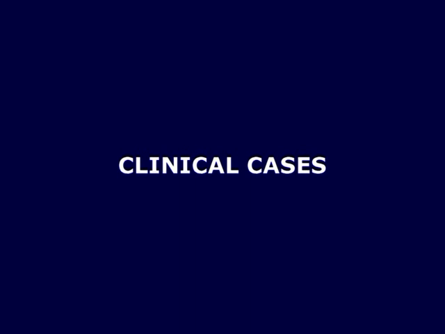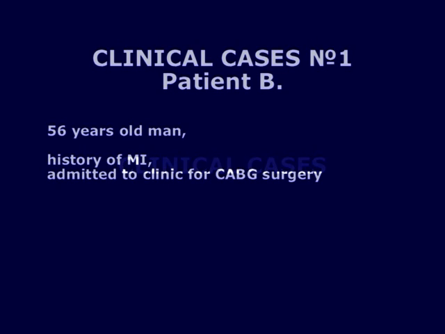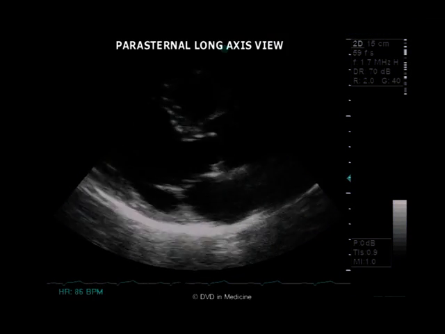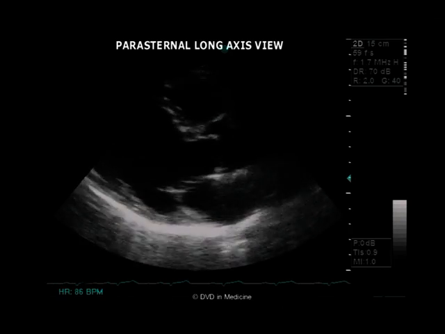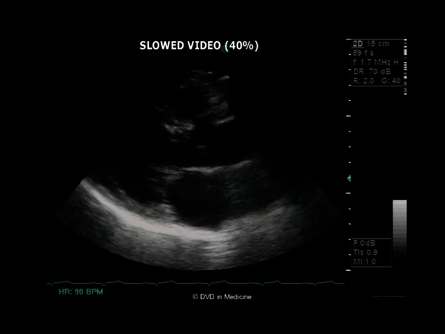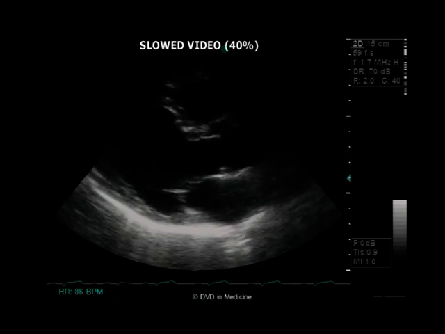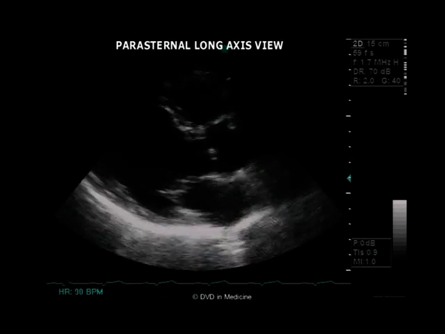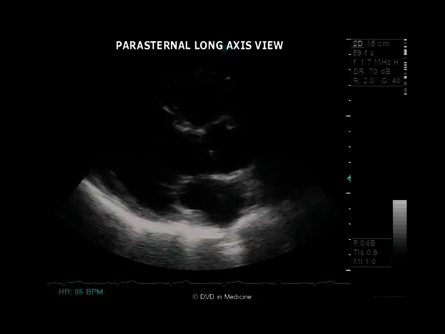Clinical cases. In the first clinical case, we present patient B, who was referred for bypass surgery. The parasternal long axis view. One can see regional left ventricular wall motion abnormalities which are shown in the picture. Now, by slowing the video, one can easily see the regional wall motion. The left ventricular contractility in real time.